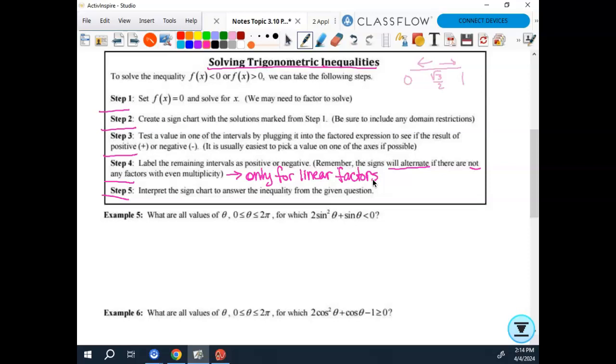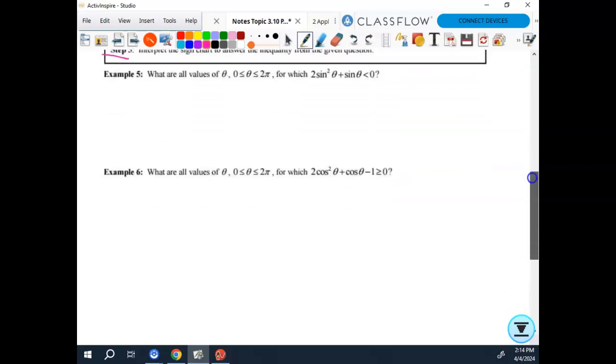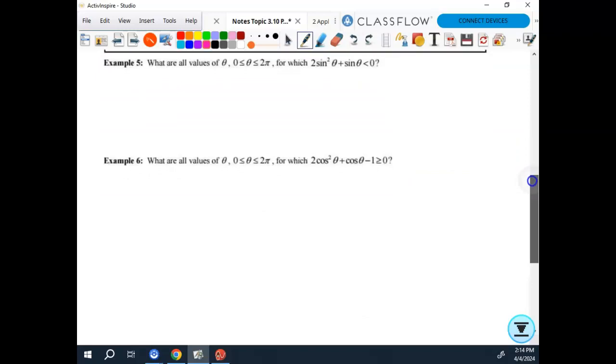We're not getting x plus 1 and x plus 2. We're getting stuff with trig, so it doesn't work. There are other ways to figure it out, but they're not so easy, so we're just going to do it this way, and it'll be fine.